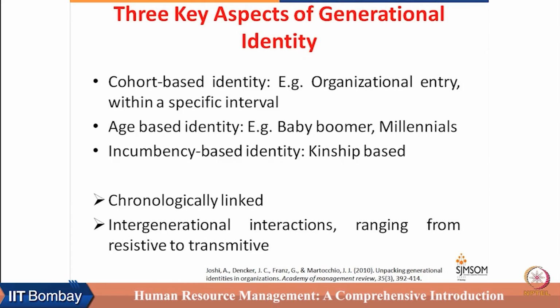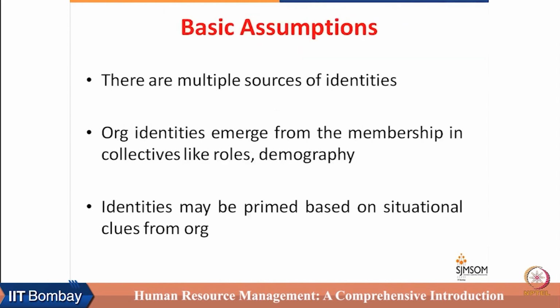Generations are chronologically linked, generations are not watertight compartments, generations interact with each other. So, there is a transmittive characteristic across the generations. Multiple sources of identities work in the organization. Organizations are the places where identities emerge from multiple sources, and a particular identity can be provoked at a certain point of time based on organizational clues or external events.